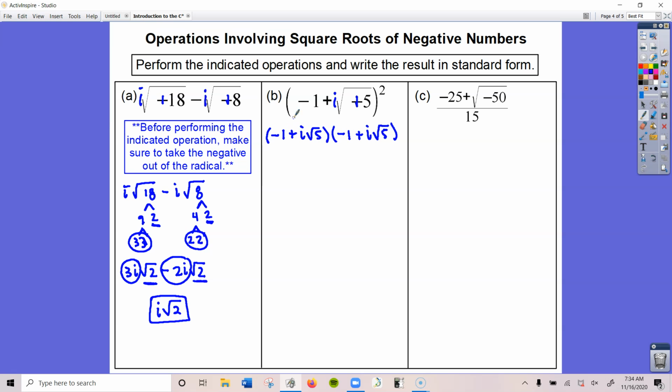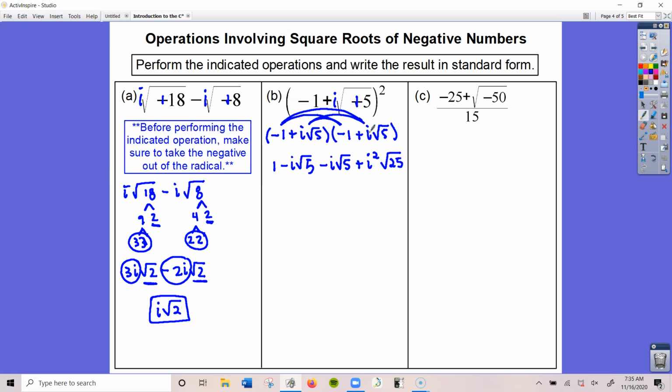And now I'm going to distribute. So I'm going to distribute this negative 1 first, which gives me 1 minus i square root 5. Now I'm going to distribute the i square root 5. And when I do that, that's going to give me negative i square root 5 plus i times i is i squared. And then square root of 5 times the square root of 5 is the square root of 25.